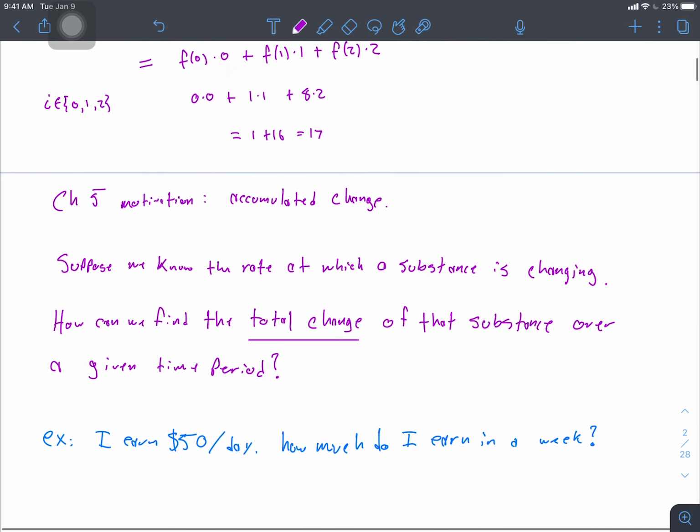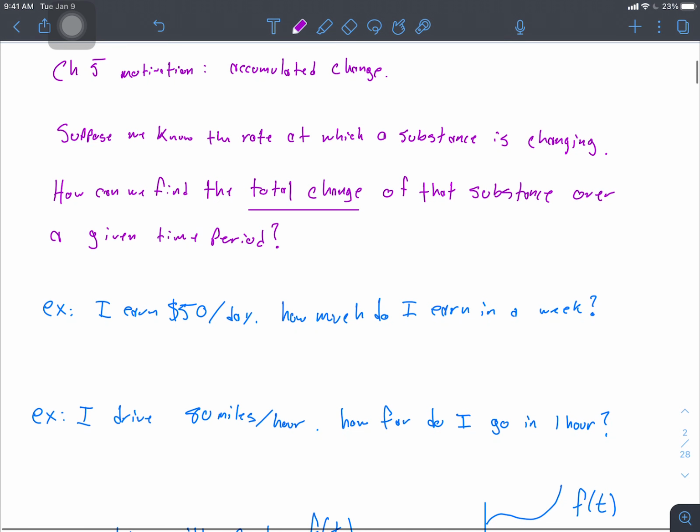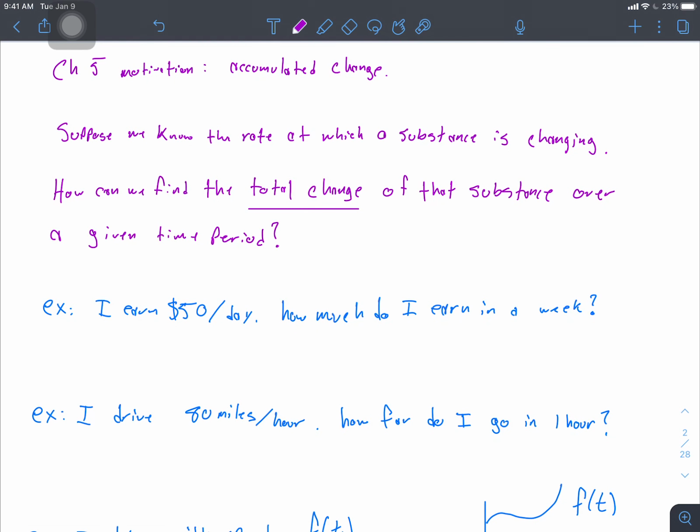Okay, this is what I was saying earlier. You definitely don't need to write all this stuff down, but this is just some stuff that I wanted to say. So, motivation for Chapter 5 is about accumulation of change, okay? What I mean by that is things like, if I earn $50 a day, then the accumulated change that I might be interested in is, how much do I earn in a week? So we take a statement about a rate of change, and we are going to extrapolate that information into a statement about a total quantity, or a total change, right?